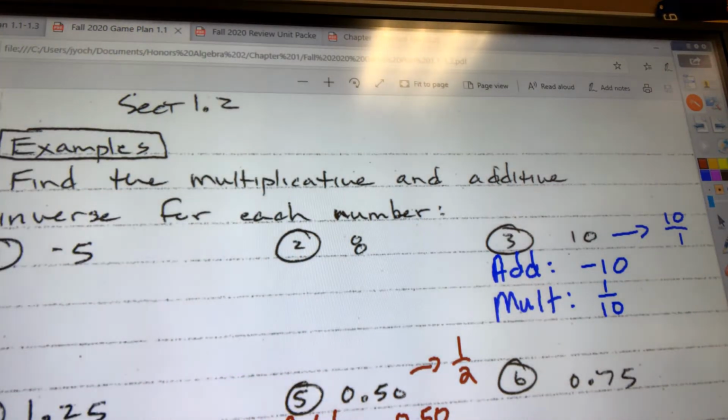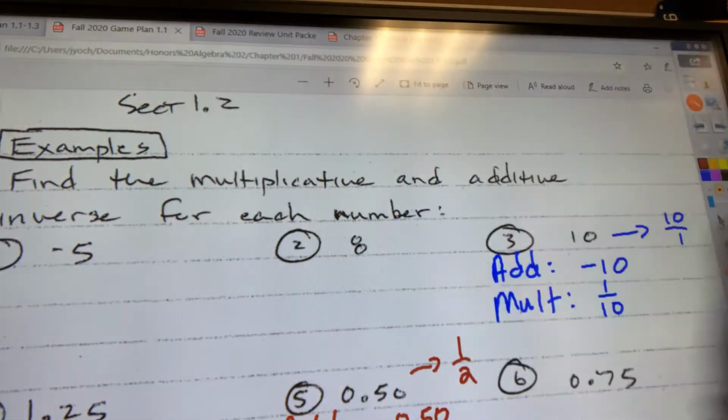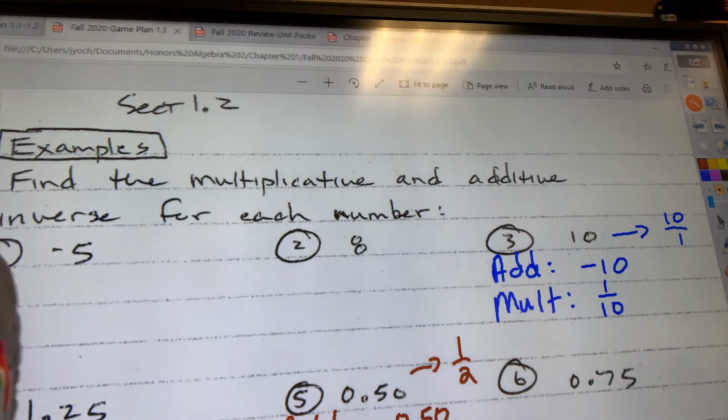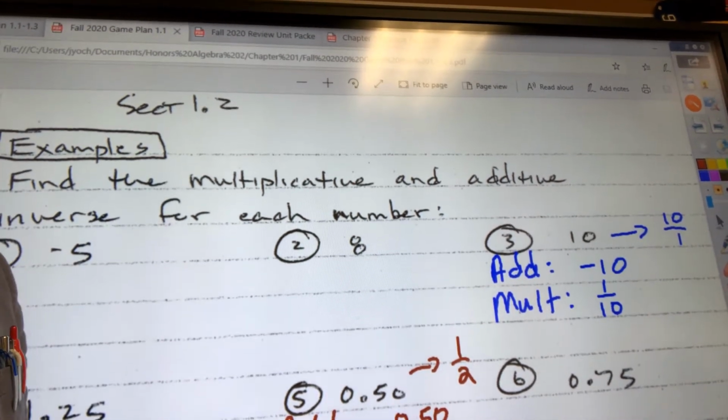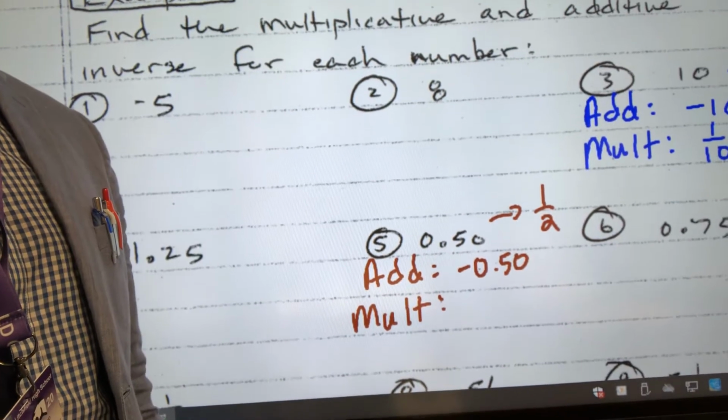My last video on the iPad cut me off a little bit early there. We were on page 6, and I had given you the answer to number 3. Again, the additive inverse is the opposite. Multiplicative inverse is the reciprocal. And I told you about number 5 here. Write it as a fraction.